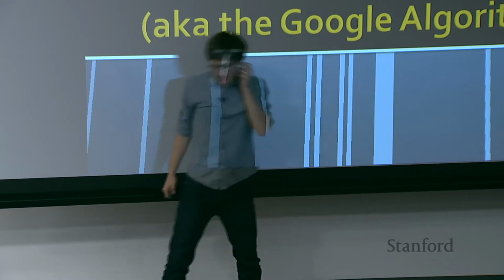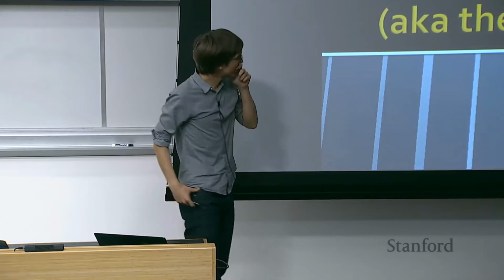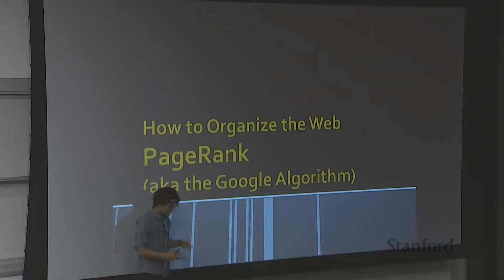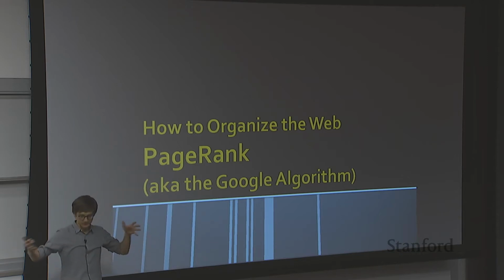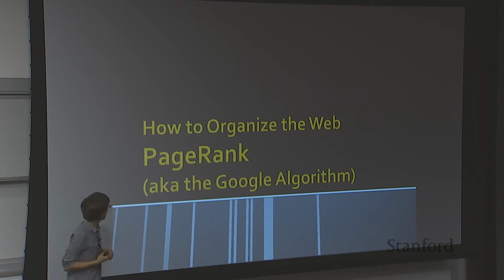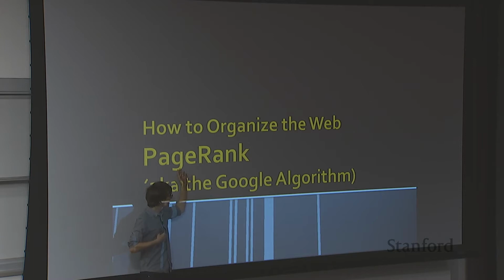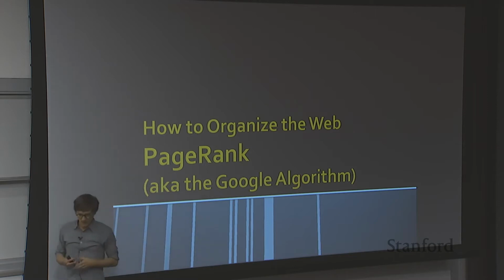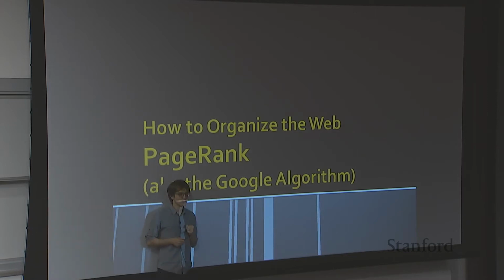Okay, so now we know that the web is a bow tie. Now the question is, could I identify how important the different nodes are that are part of this big graph? And we'll talk about this method called PageRank. This was really the algorithm that made Google search work. It was one of the foundational patents that led to the Google search engine.